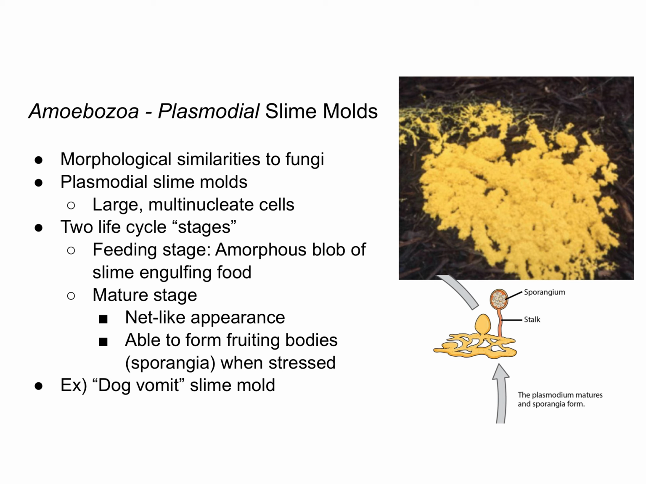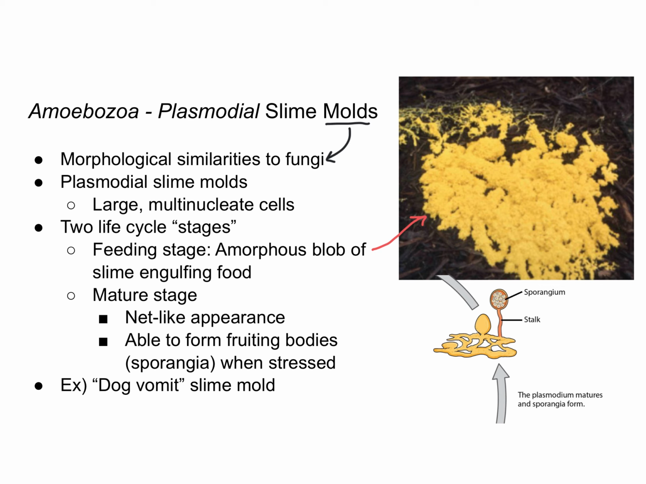Plasmodial slime molds are another type of Amoebozoa. They are similar to fungi, and typically the word mold is actually associated with fungi, but these are protists. These slime molds have large multinucleate cells, and they have two different stages to their life cycle. In their feeding stage, they can be an amorphous blob of slime engulfing food, and that is what is being shown in this picture here.